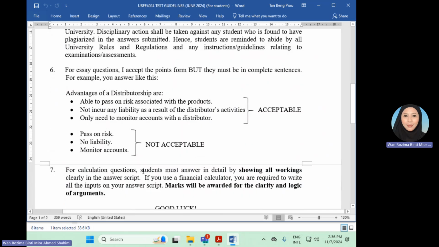Okay, this is my style. I don't like something like this. For example, you say not acceptable. I don't accept that. Big no for me. It's okay to use point forms, but proper sentences. Don't expect me to pass on risk. You want to pass what? What risk? Okay, proper sentences. So, not to say compare. I'm not comparing.